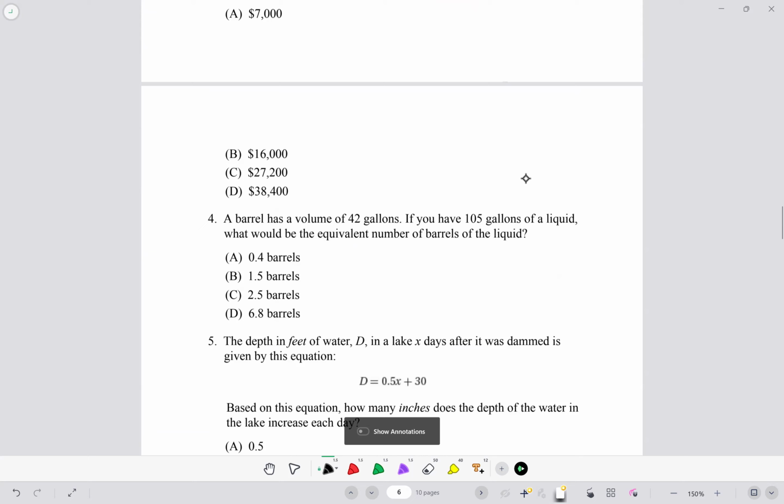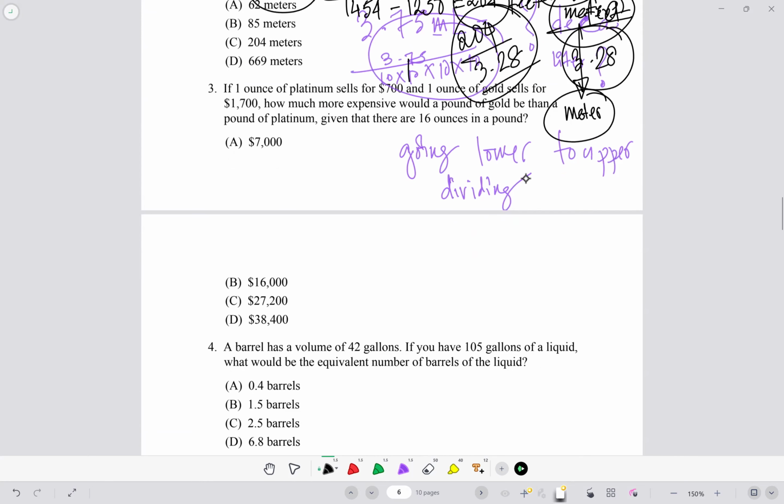Is this a very simple problem? I don't think it's a tough one. These are quite simple problems.